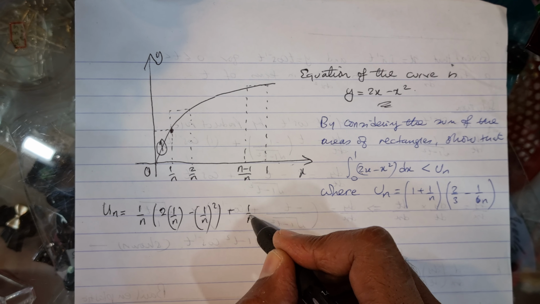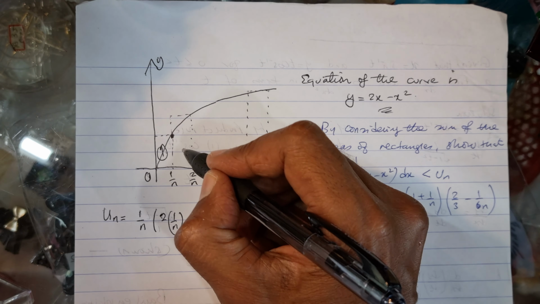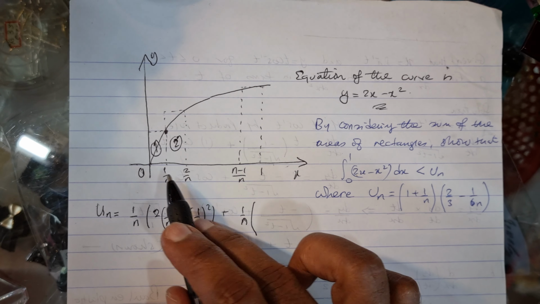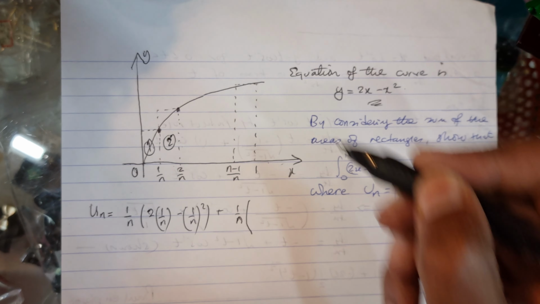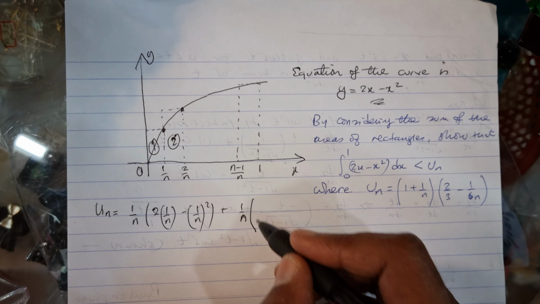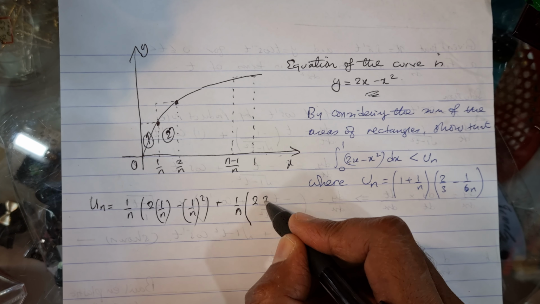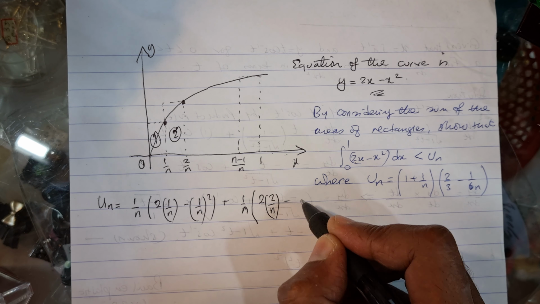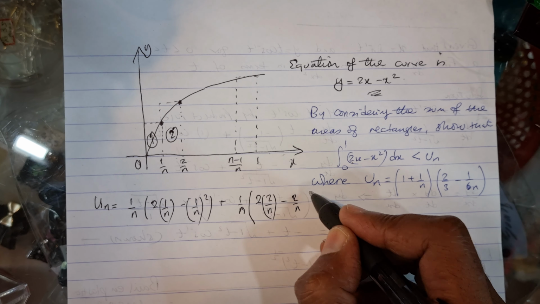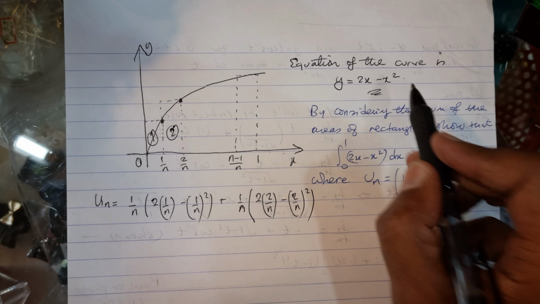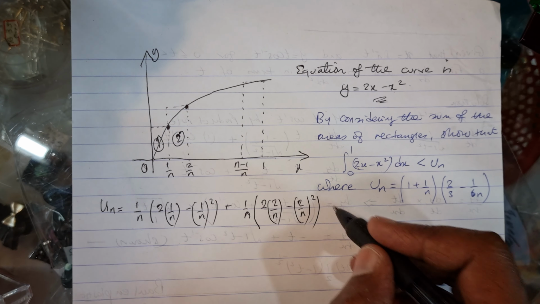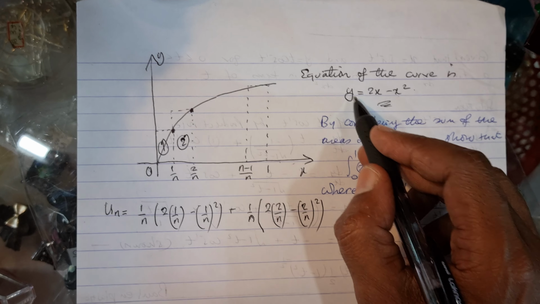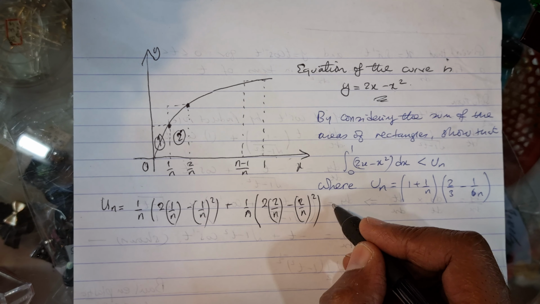Now for the second rectangle, the width is 1 over n times the height. The height is going to go up to here. So the height is going to be 2 times x, and this x is 2 over n, minus then (2 over n) squared, because this is x squared. Remember, the height of each of these rectangles is y basically.